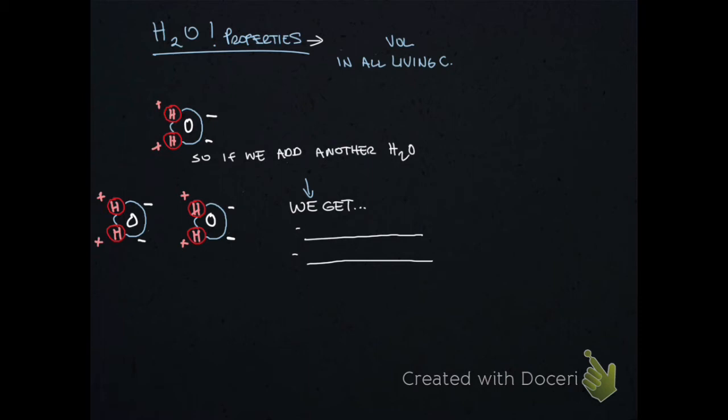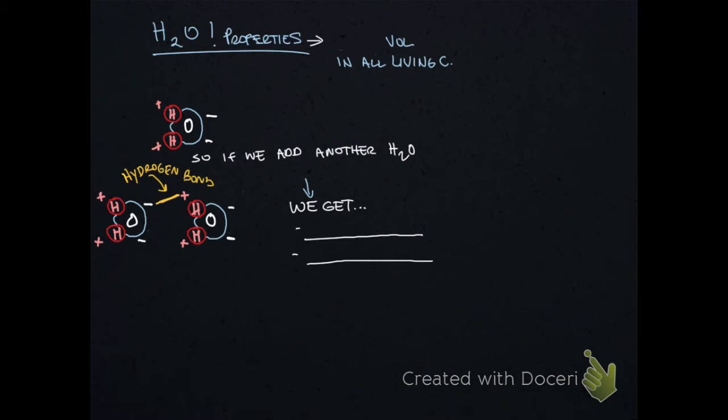The hydrogen bond forms between the hydrogen of one water molecule and the negative charge of the oxygen of the other water molecule. That bond right there is a hydrogen bond. Okay? And they help keep water molecules together. It is much weaker than a covalent bond. They only form between the hydrogen and that oxygen.